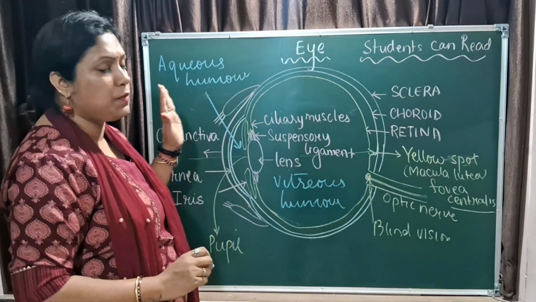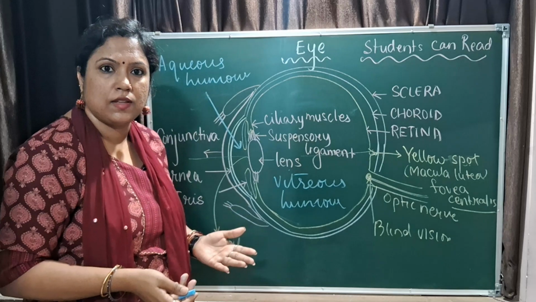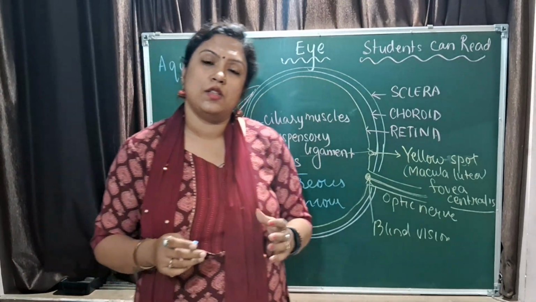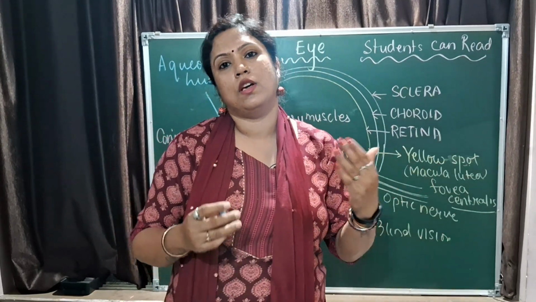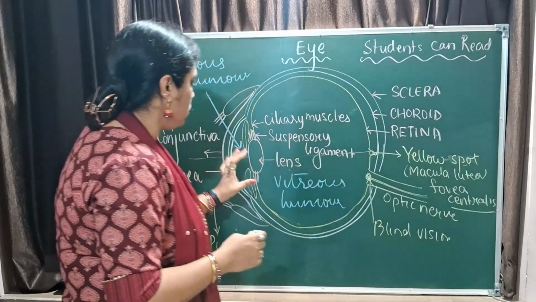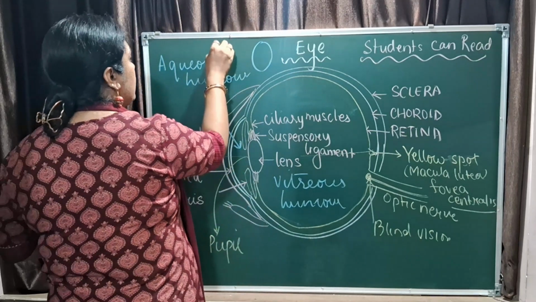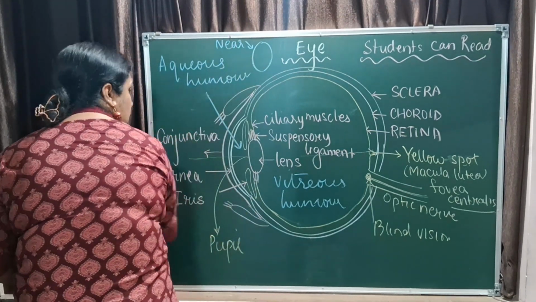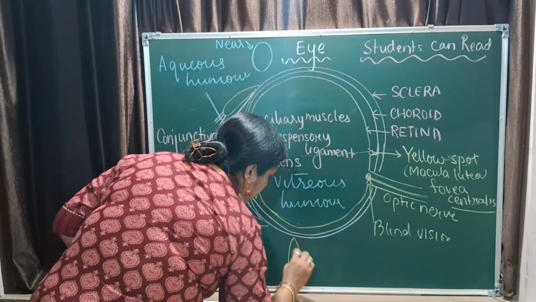Now you have to understand that with this diagram I will be explaining the different functions of the eye. The first one is accommodation. When you talk about accommodation, it means that you have to see a distant object and a closer or nearer object. When you see an object which is near to you, the lens becomes round in shape. For near vision, the lens becomes round in shape, and for distant vision, the lens becomes elongated.